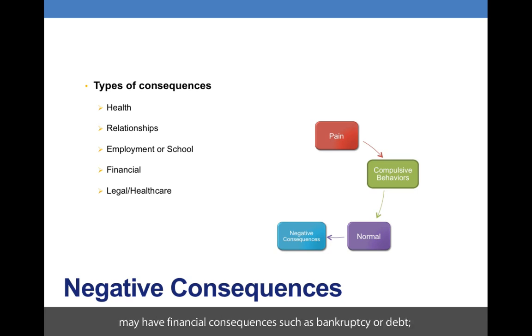They may have financial consequences, such as bankruptcy or debt. And then finally, legal issues or healthcare issues, such as driving while intoxicated or receiving different citations or possibly prison time. It is important to remember that not all individuals will experience all 5 types of consequences. An individual will, however, be very likely to experience at least one of these negative consequences during their compulsive behavior use.